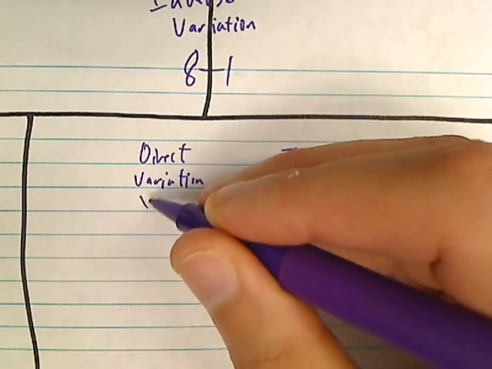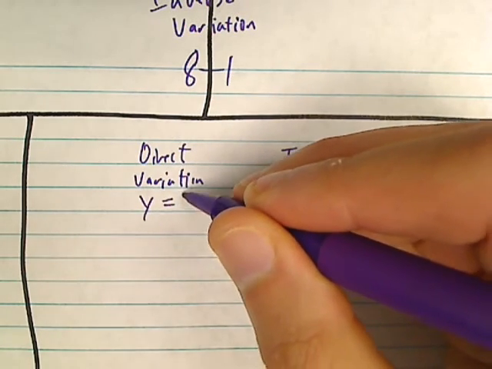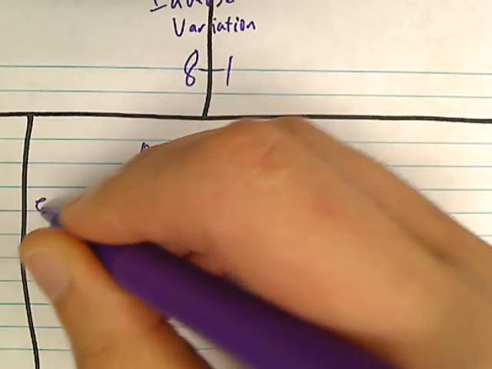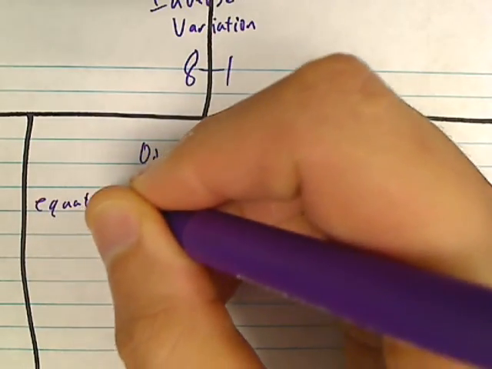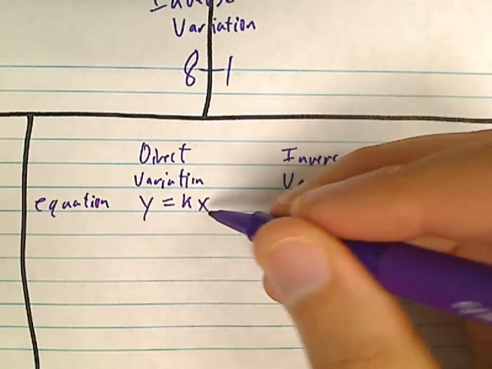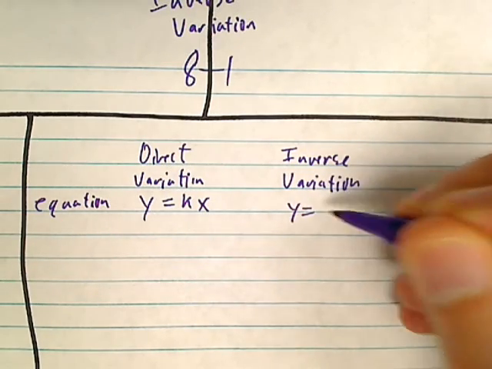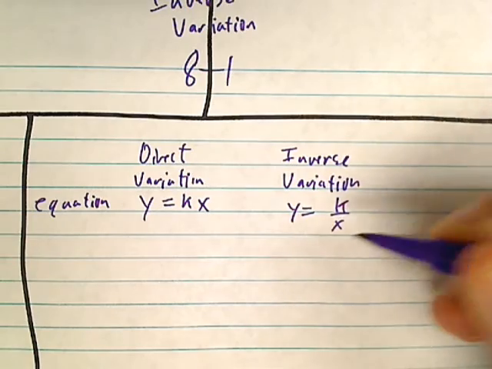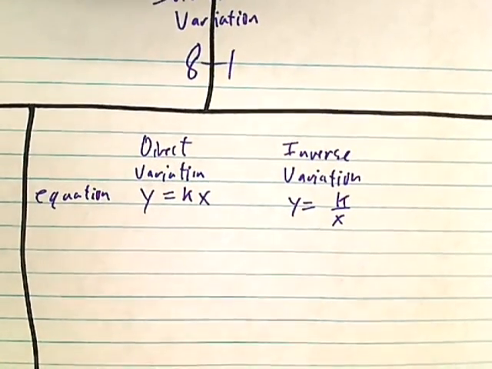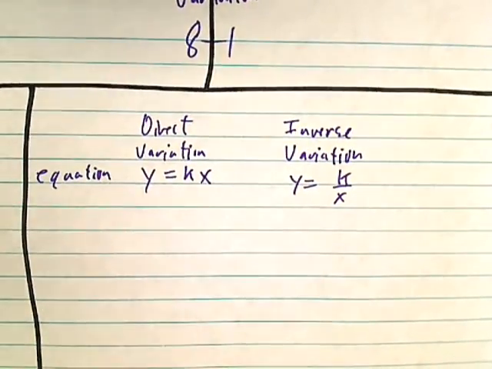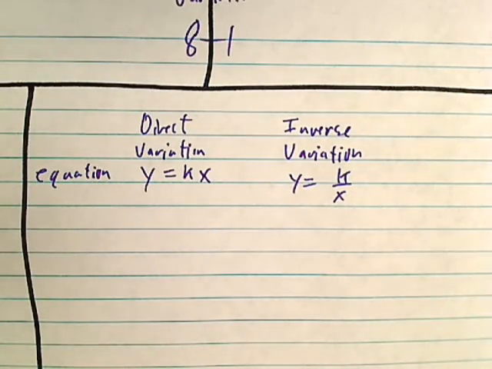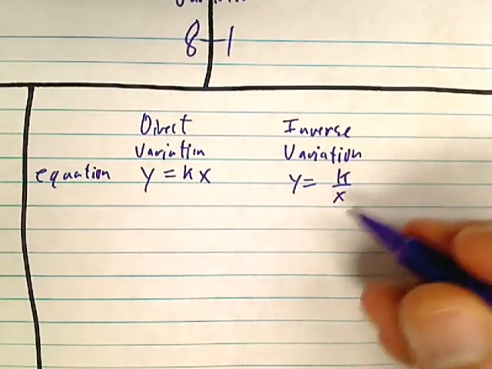So for direct variation, the equation was y equals kx. For inverse variation, it's going to be y equals k over x. Okay, so you can see in inverse variation, we're dividing instead of multiplying by the x. We have the k.